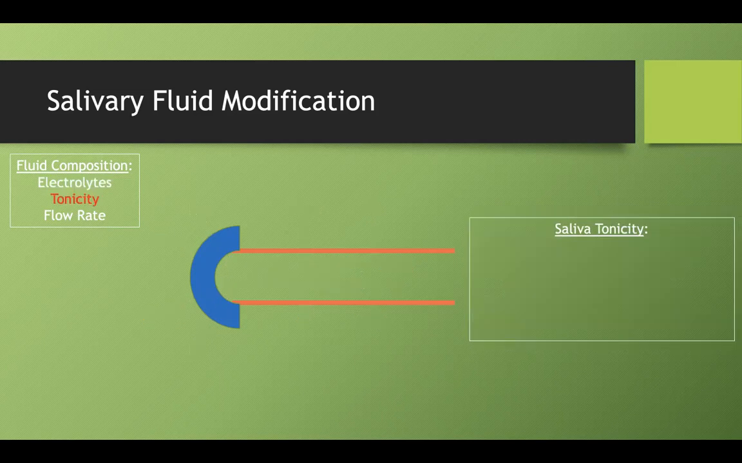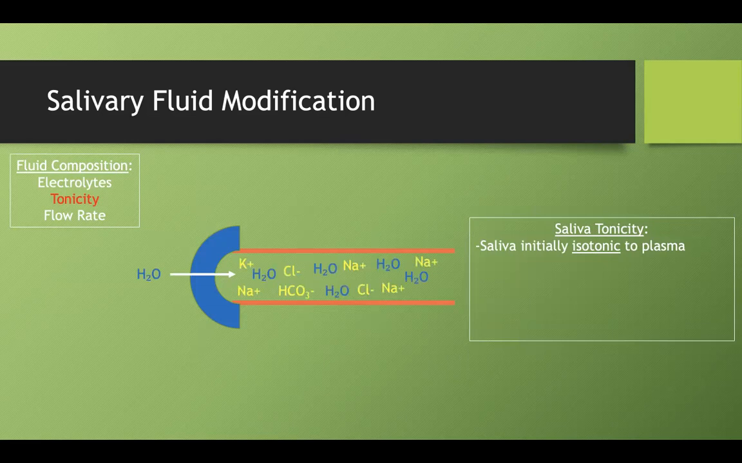Let's talk about tonicity, which just means the relative concentration of a given fluid. So the saliva is initially isotonic to plasma. And what that means is that it has the same level of electrolytes to water as our blood does. So we have water coming into the duct and we have electrolytes, and this will be the same concentration as our plasma. The problem is that our ductal cells like to absorb electrolytes, but they aren't very good at reabsorbing water. So you can see our sodium can get reabsorbed, but if we try to reabsorb water, it has a little bit more of a difficult time doing so.